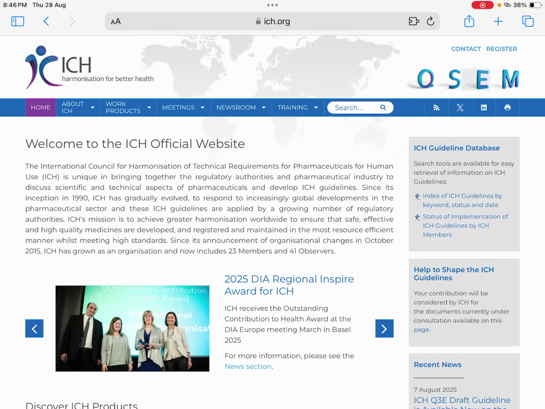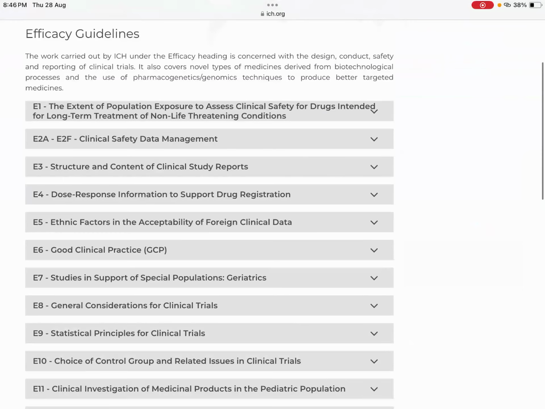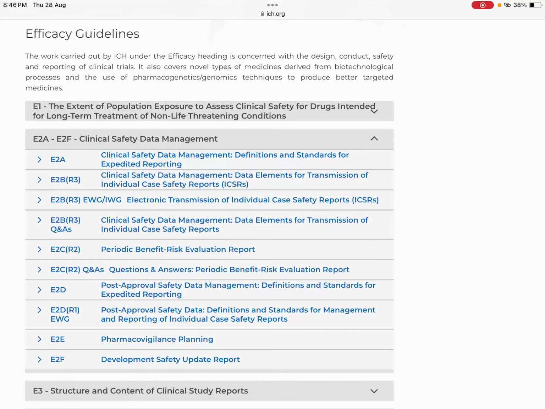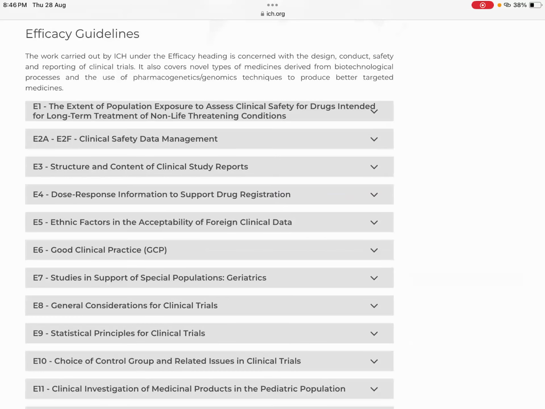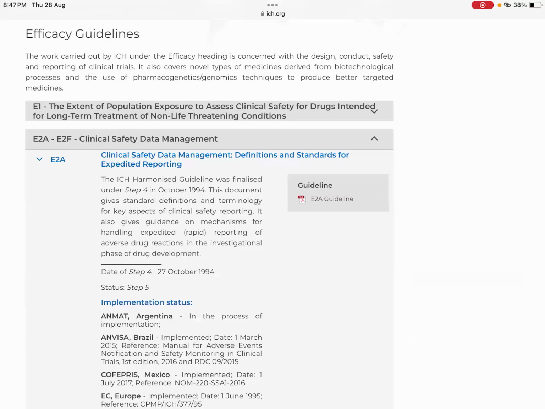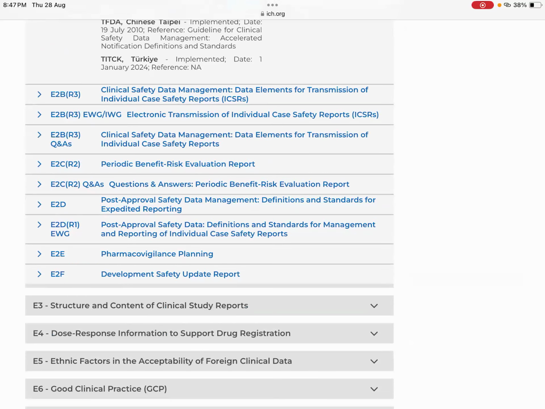So, efficacy guidelines. As of today, I'm telling you efficacy only. Can you see all the guidelines we can see here? Starting from E1, E2A, E3. Now, E2 is a little out of scope, but I will tell you, E2A, E2F, all the guidelines. What is written: clinical safety data management. That means your pharmacovigilance guidelines. See how you prepare an ICSR.